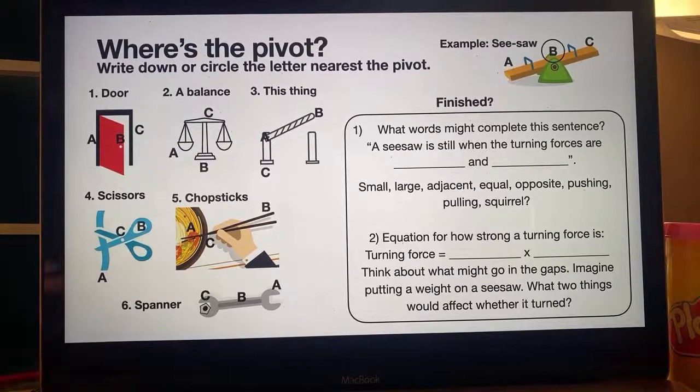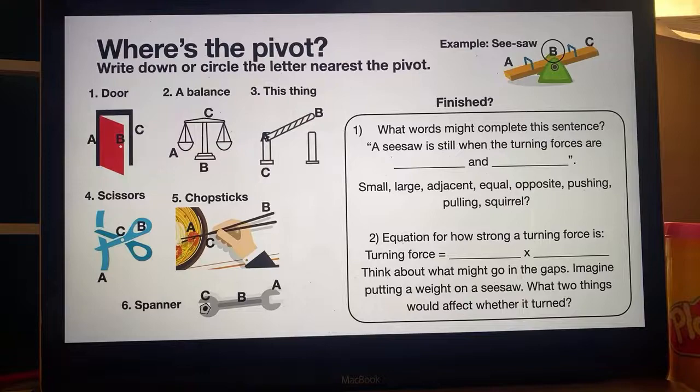A pair of chopsticks. You've got a prawn being grasped at the end. That's A. Where the chopsticks cross over, that's C. And the very end of the chopsticks is B. And on a spanner, the very end of the spanner that your hand is on is A. The middle of the spanner is B. And the bolt that the spanner is grasping is C. Which of those are the pivot points?